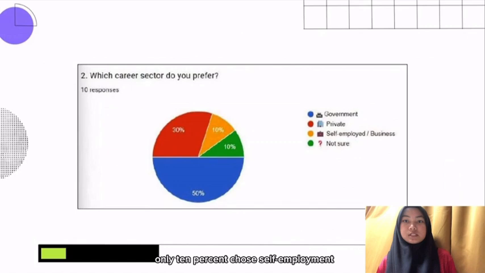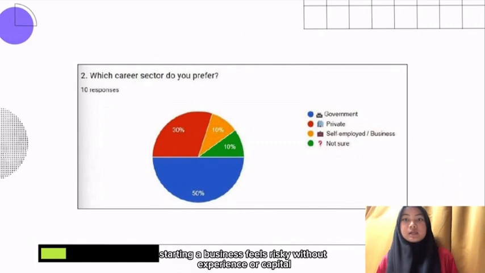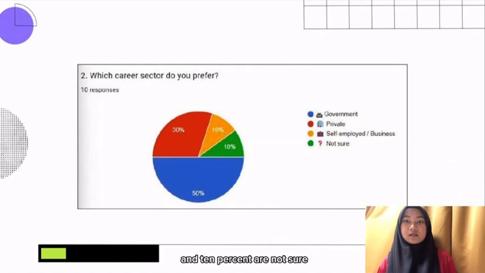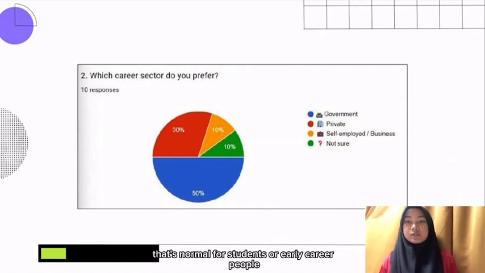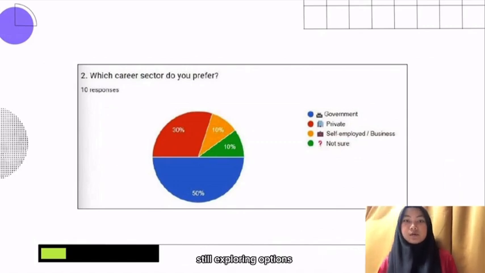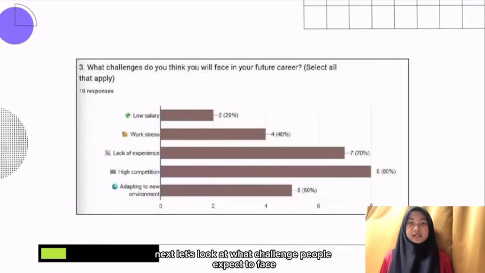Only 10% chose self-employment. Starting a business feels risky without experience or capital. And 10% are not sure. That's normal for students or early career people still exploring options. Next, let's look at what challenge people expect to face.